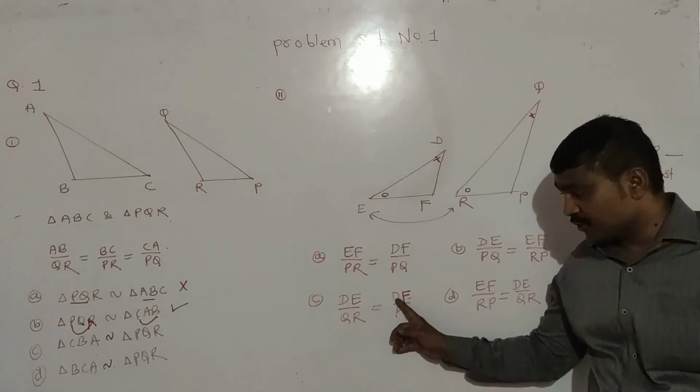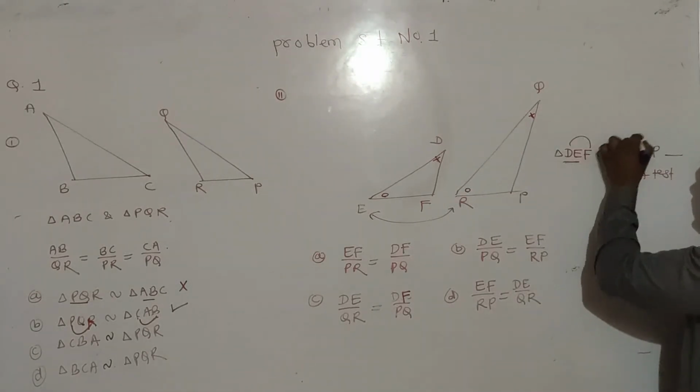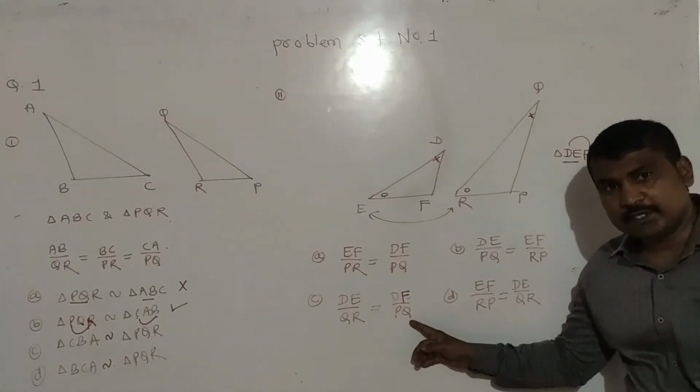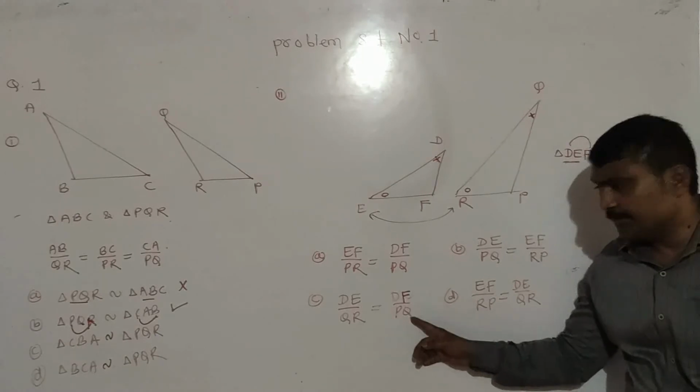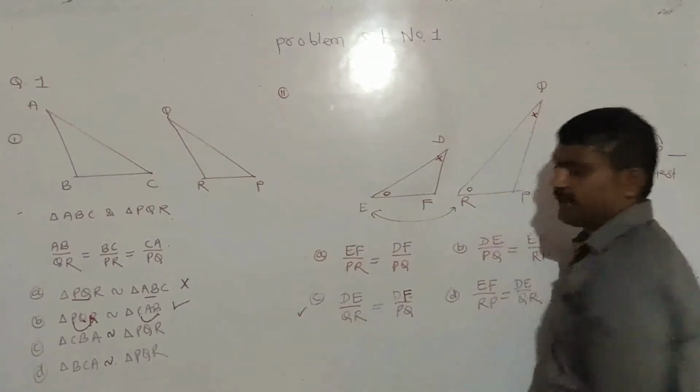Now check second ratio DF upon PQ. Check whether it is correct. DF की corresponding side क्या है? QP. DF के नीचे QP लिखा है. QP मतलब PQ है, so DF upon PQ. Okay. So I think option number C is correct.